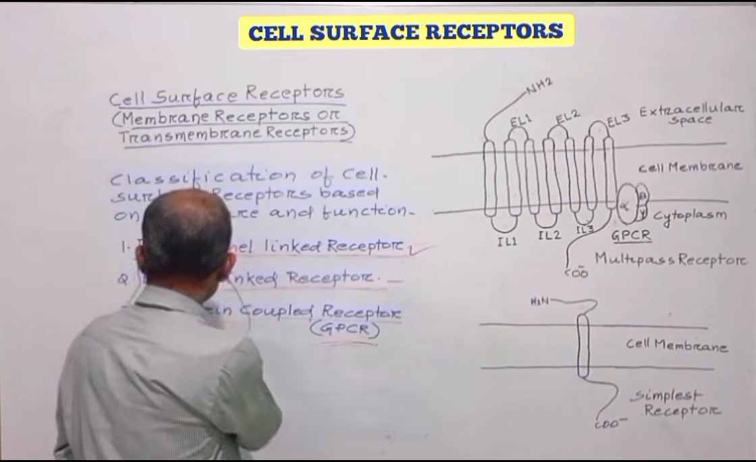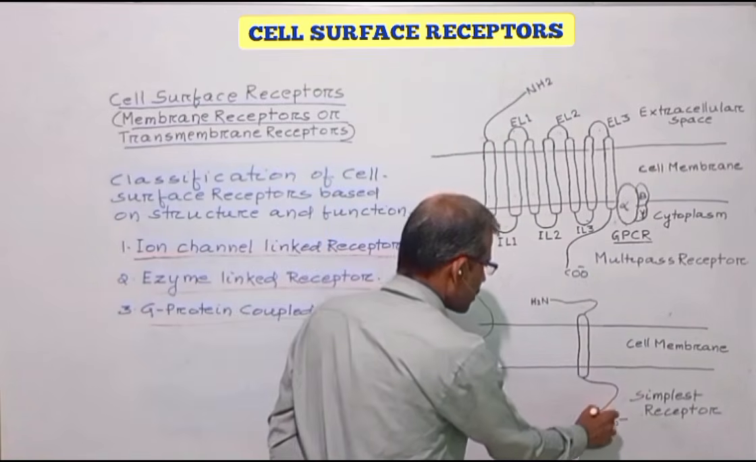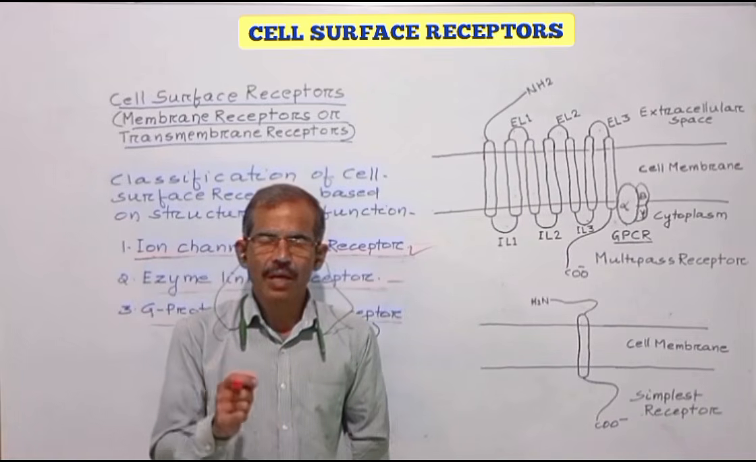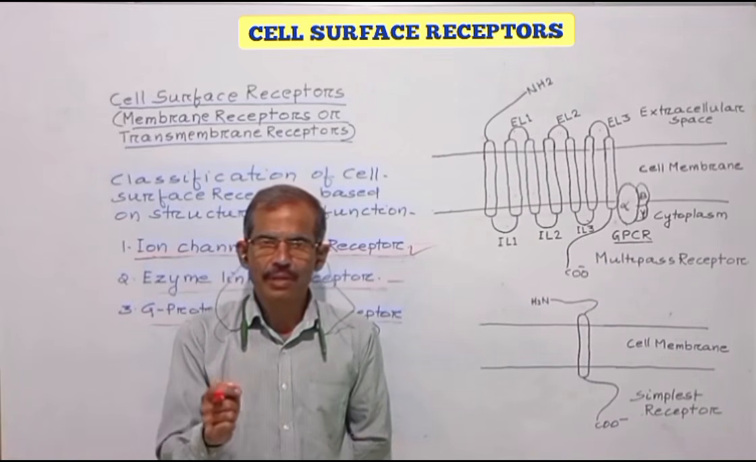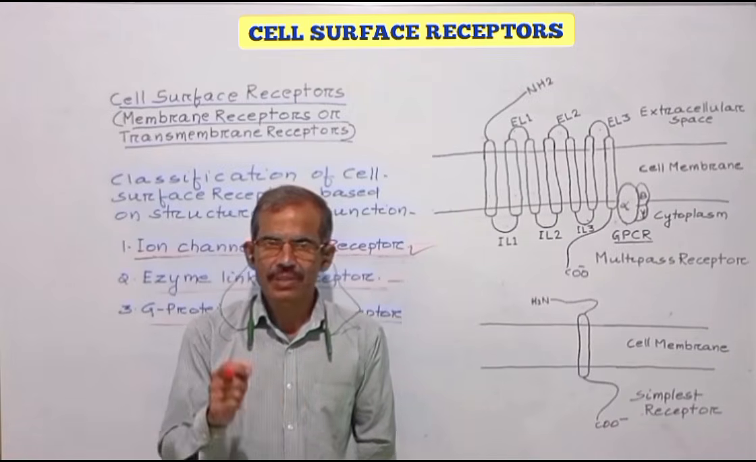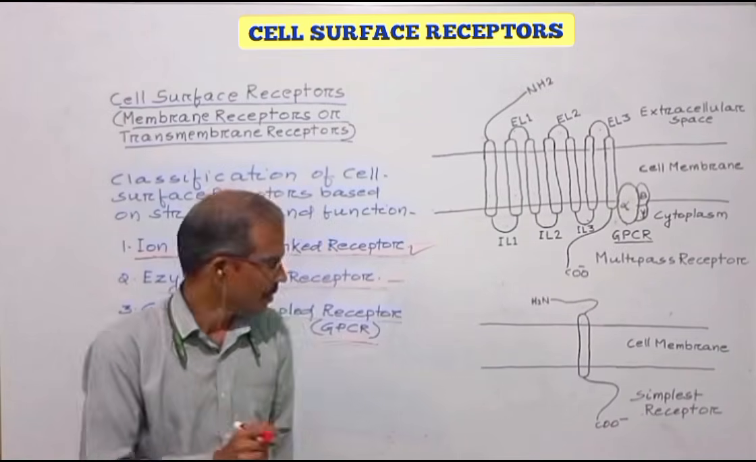Number 2, enzyme-linked receptors, which are typically single-pass transmembrane proteins. These receptors are either enzymes themselves or are associated with an enzyme. These receptors often activate protein kinases.